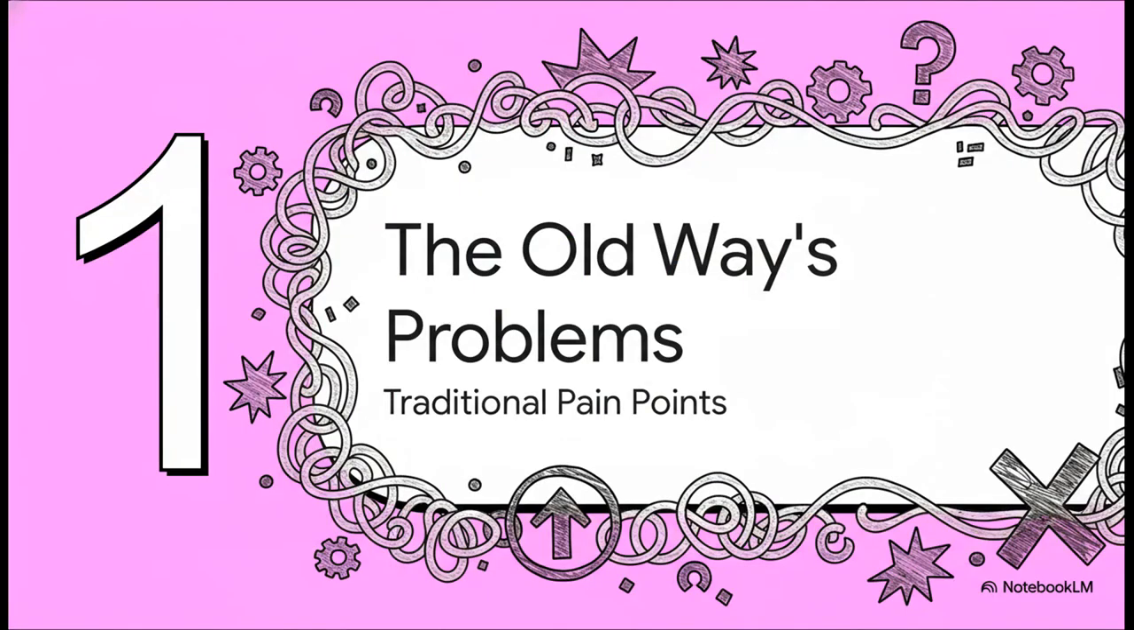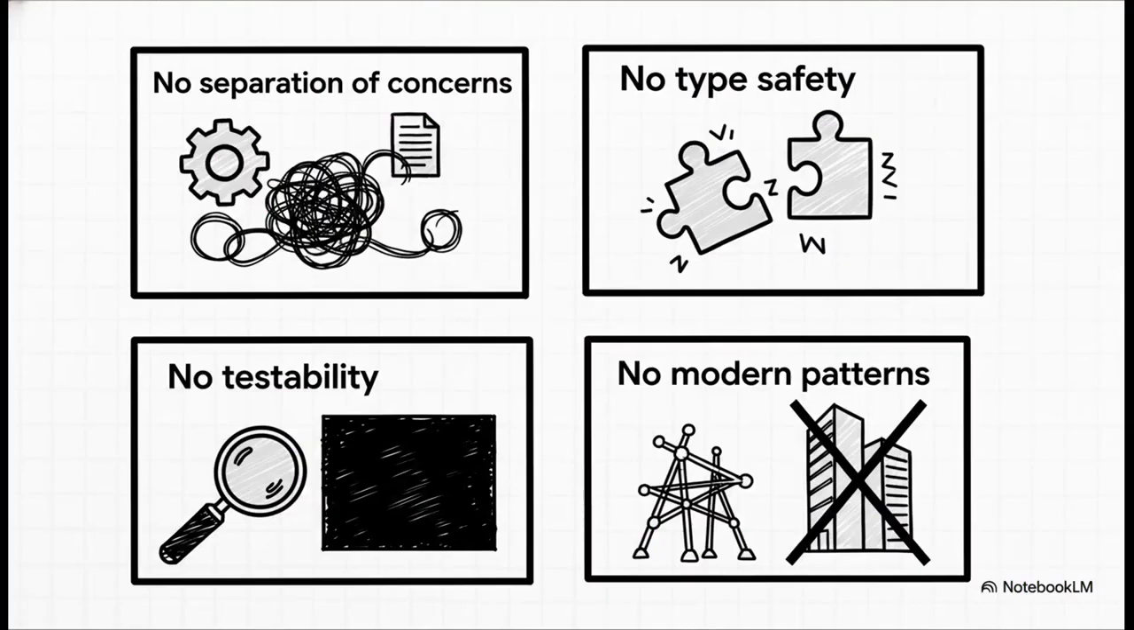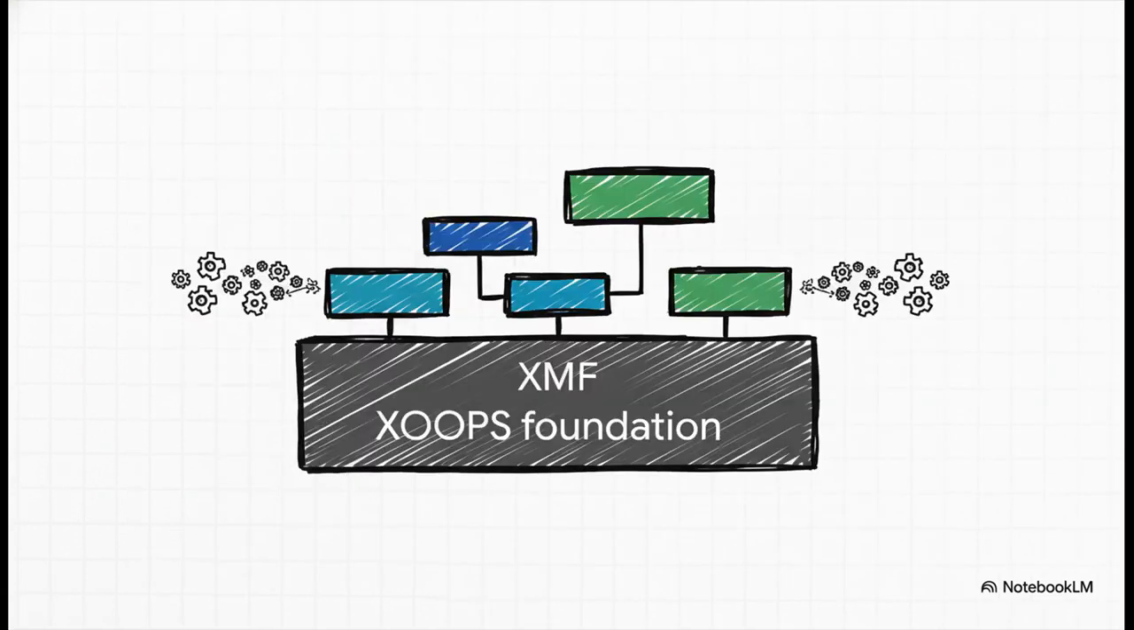So, what's really the problem with that old way? Well, as any traditional XOOPS module gets bigger and more complex, developers start running into the same headaches over and over again. And it really boils down to these four big issues. First, there's no real separation of concerns. You've got database code tangled up with your display logic. It's just spaghetti. Second, there's no type safety, so you're basically just hoping you're passing the right kind of data around. Third, trying to write automated tests, it's a nightmare, if not impossible. And finally, you're cut off from all these fantastic modern patterns like dependency injection, which are designed to make our lives easier.